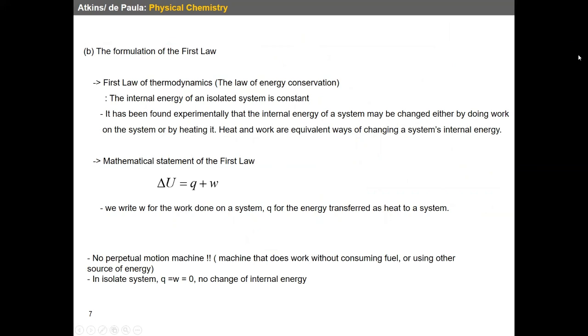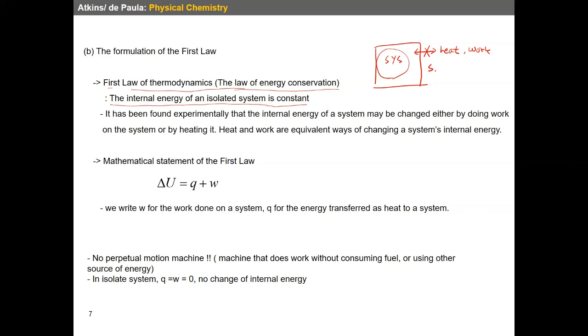Finally, we approach the basics of the formulation of the first law. The first law of thermodynamics is also called the law of energy conservation. The internal energy of an isolated system is constant. What does it mean? There is some system, and there is no heat or work between the system and the surroundings. Then the internal energy of the system is always constant. This is the first law of thermodynamics.